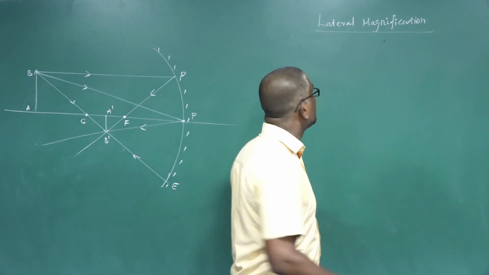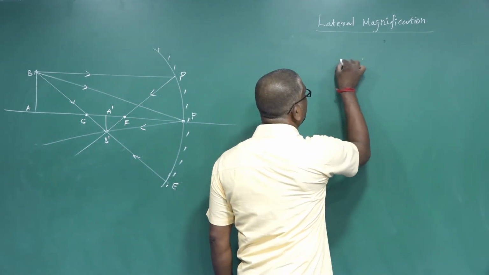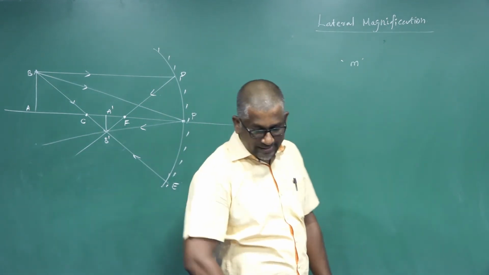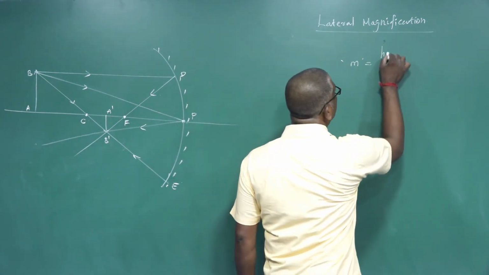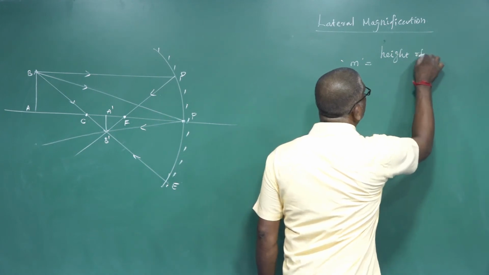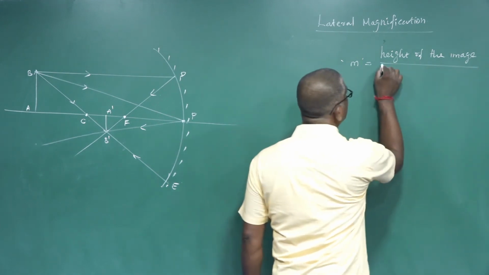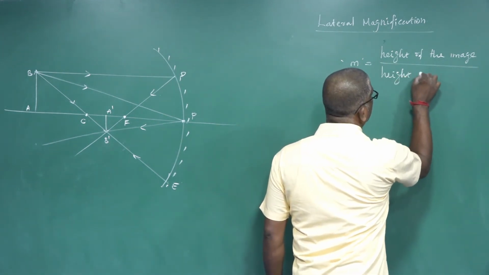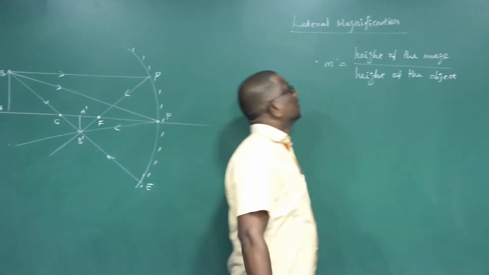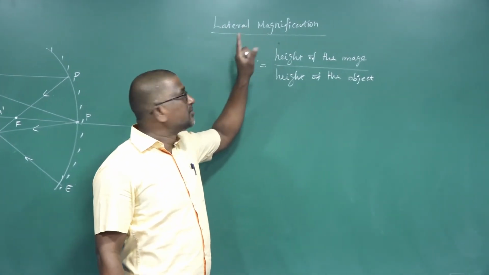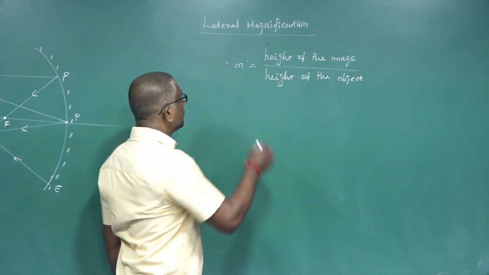What is meant by lateral magnification? Lateral magnification is generally represented by the letter small m. Magnification is denoted by the letter small m, and it is defined as the ratio of the height of the image to the height of the object. Lateral magnification is also called transverse magnification. It is defined as the ratio of the height of the image to the height of the object.